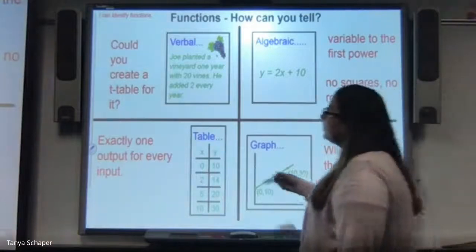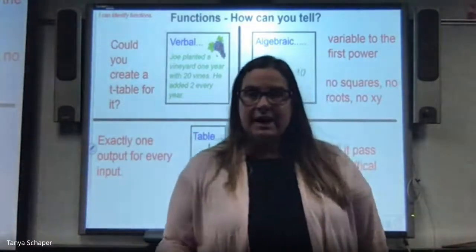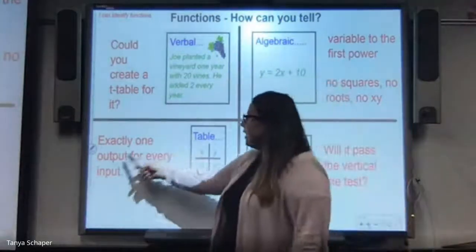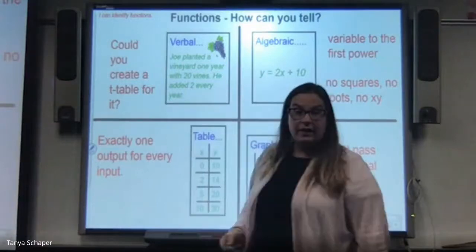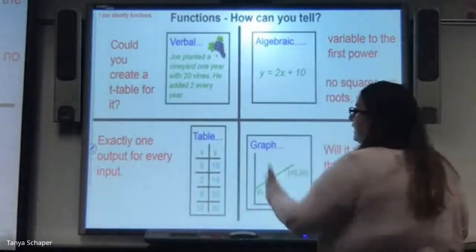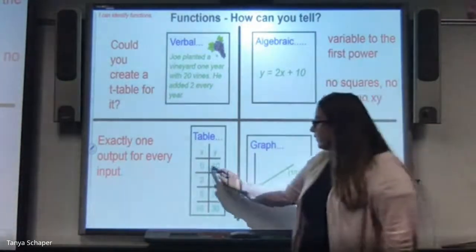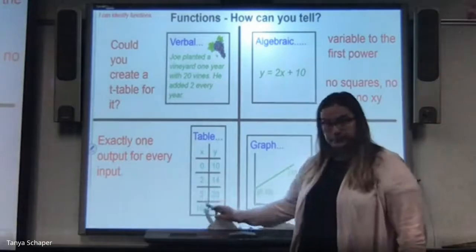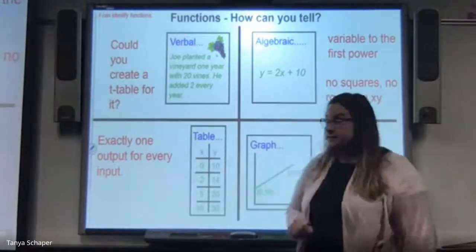If it's verbal, can you create a t-table for it? And when you create that t-table, is there exactly one output for every input? So you're piggybacking these two together, all right? So can you create a t-table for this scenario? If you can, is there one output for every input? So in other words, is every input listed only once?